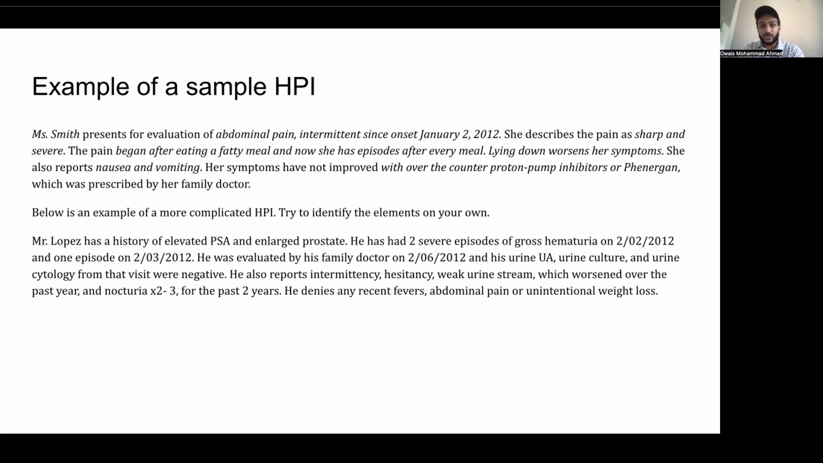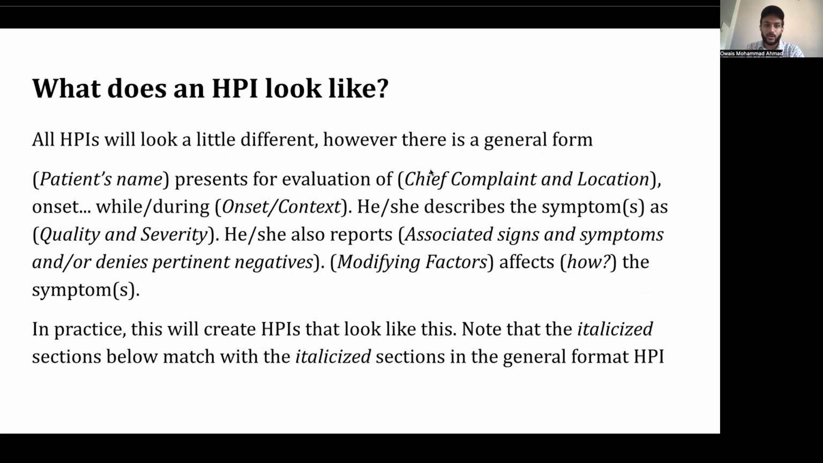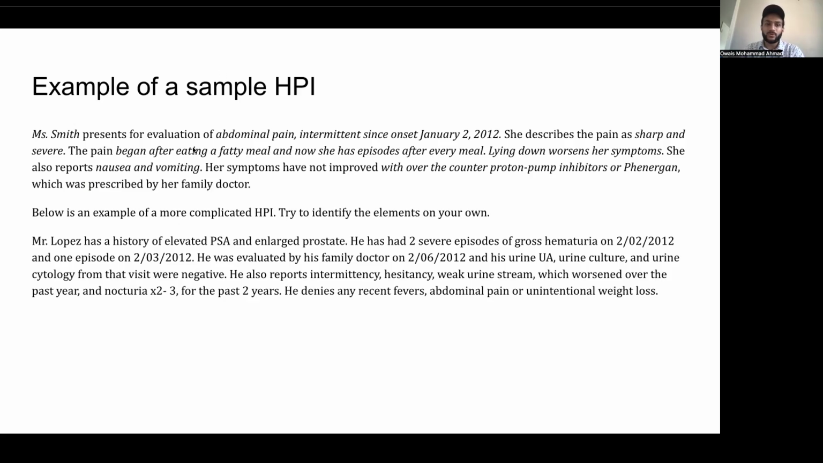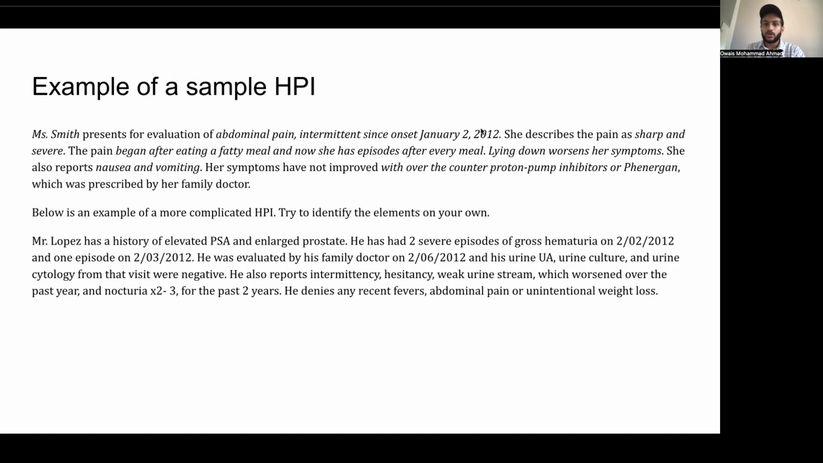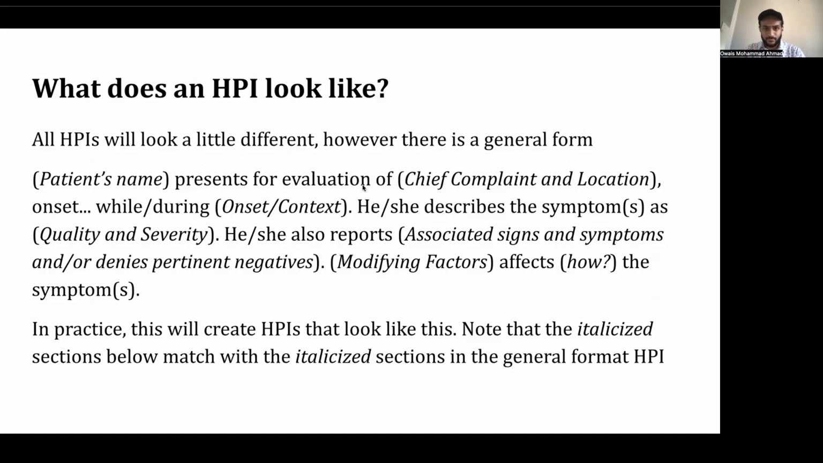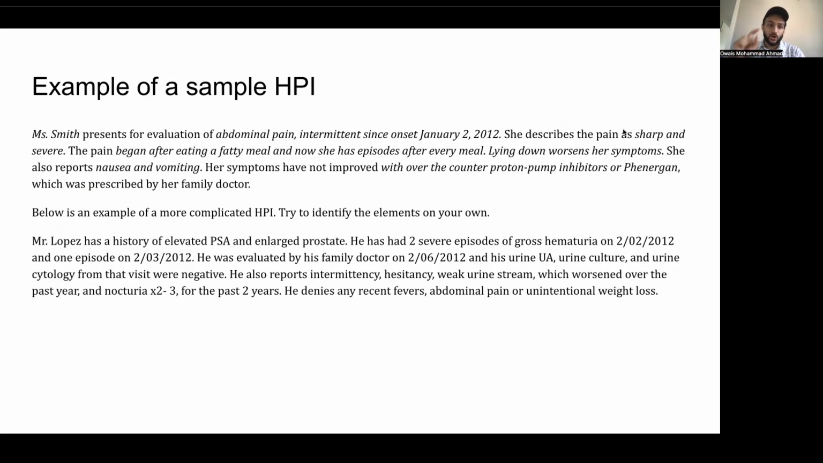So essentially, guys, in the history of presenting illness, we first of all start off with the chief complaint and location. We saw here that the patient presents with abdominal pain. Location wasn't mentioned, but with abdominal pain it's going to be one of the quadrants. Then onset and context: onset since January 2012. Then she describes the symptoms as quality and severity, so she describes the pain as sharp and severe.